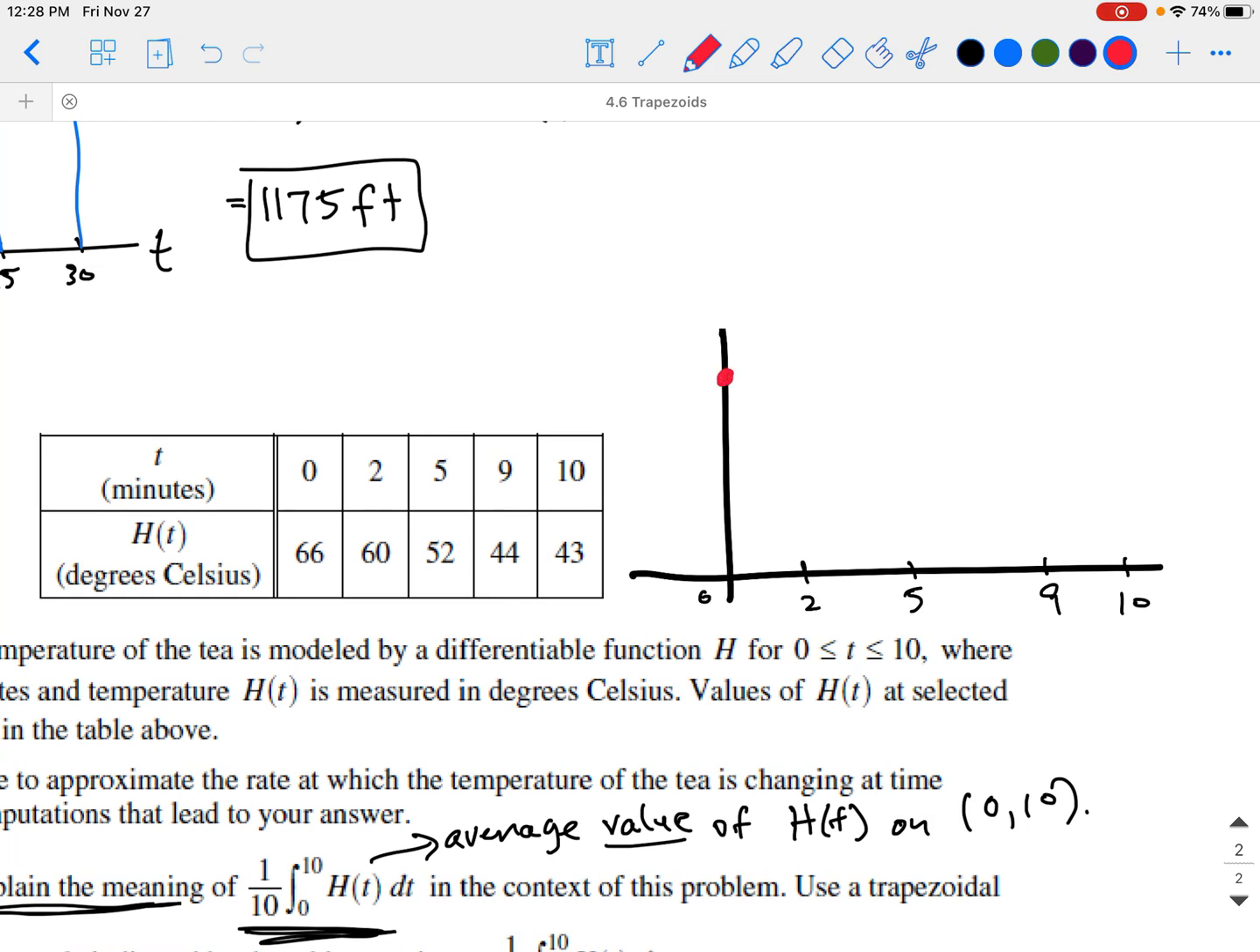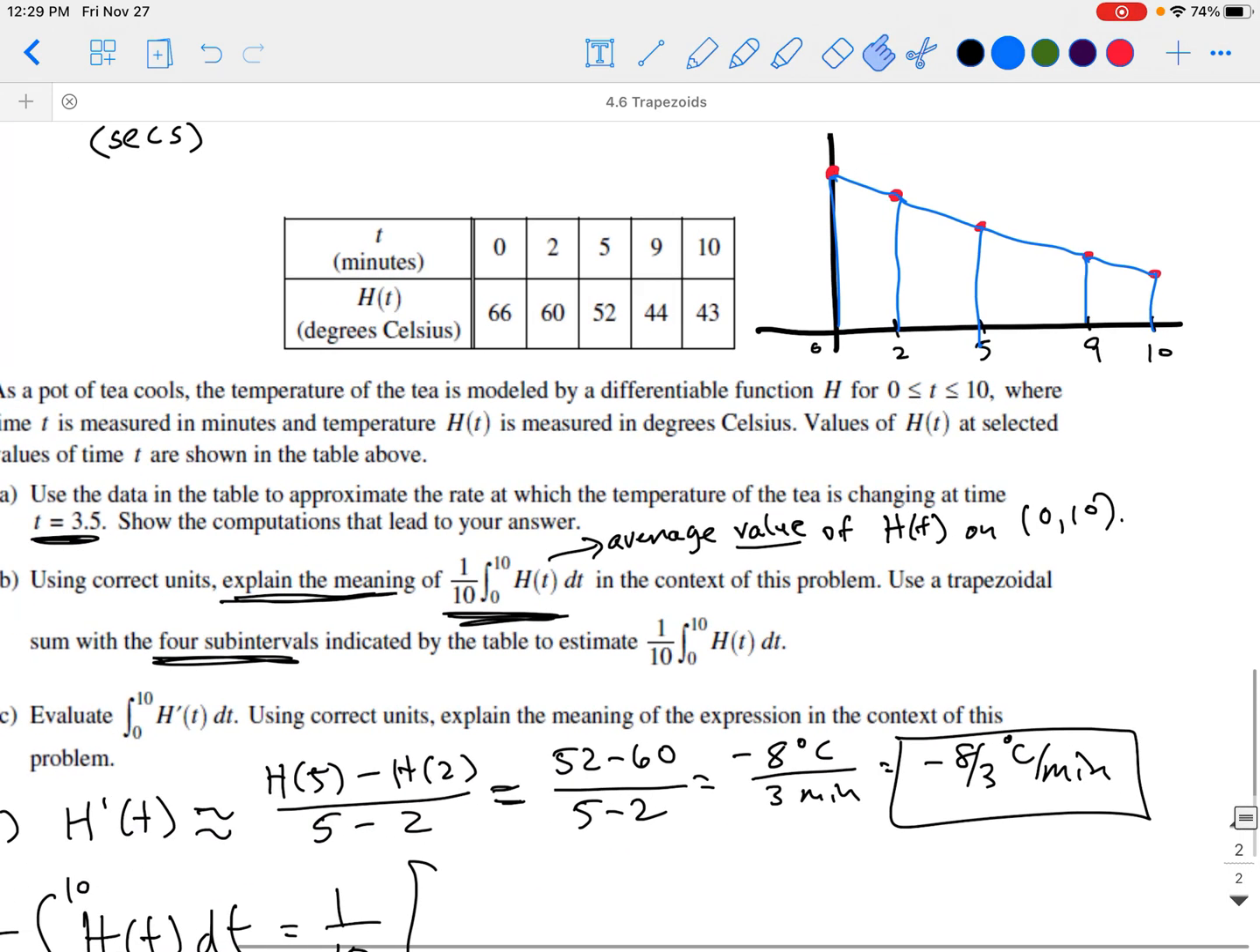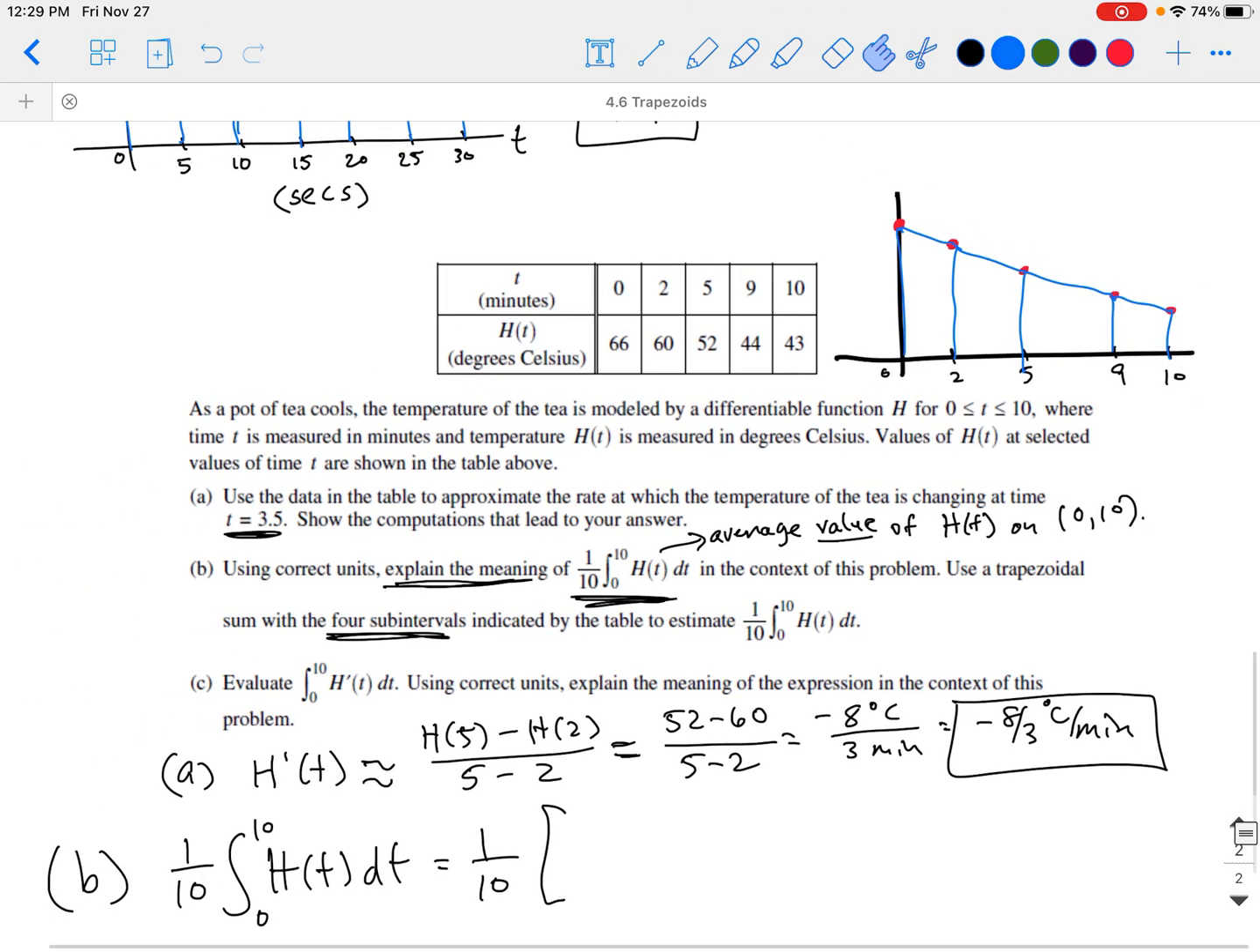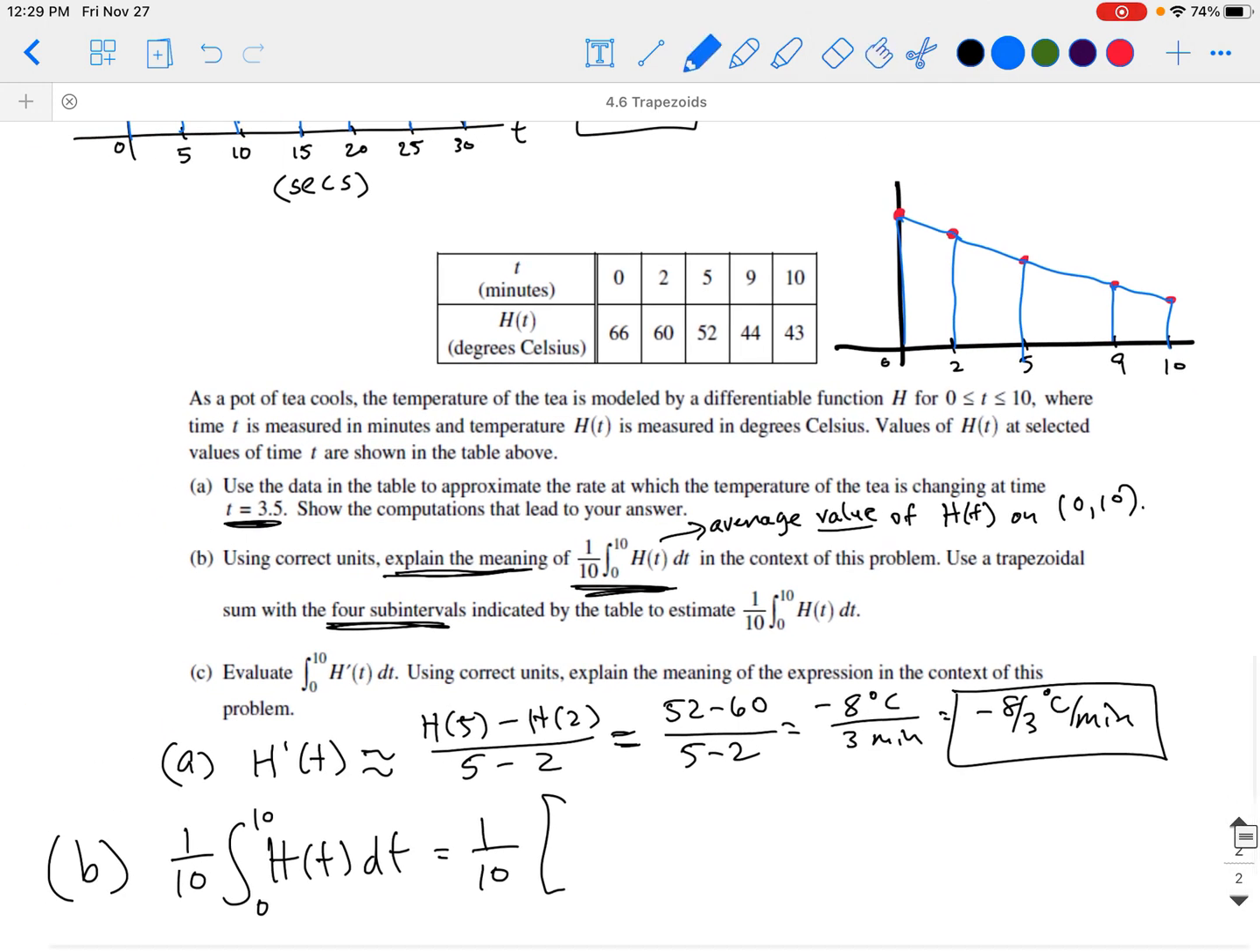So we've got 66, 60, 52, 44, 43, something like this. We can construct our quick little trapezoids here. And that way you can just easily visualize each area. So this one we can't use the general rule for, because obviously we have uneven subintervals.